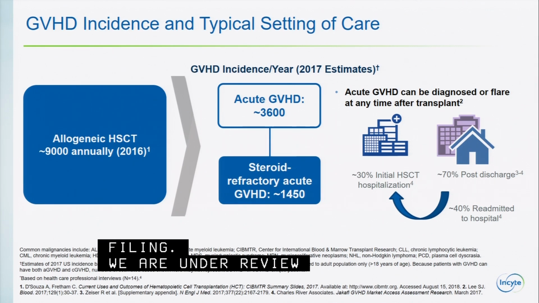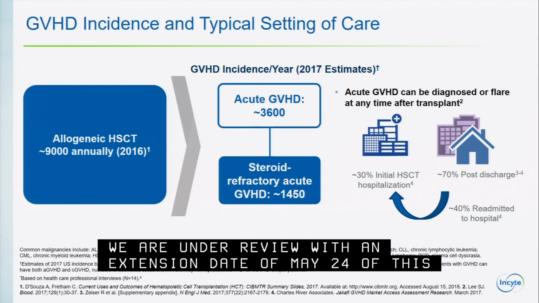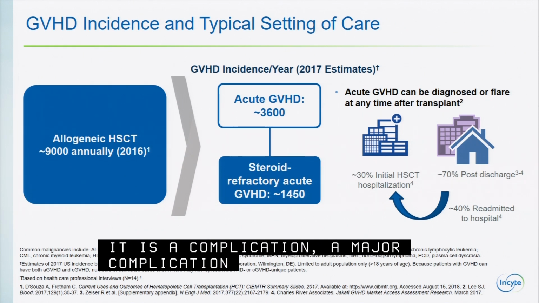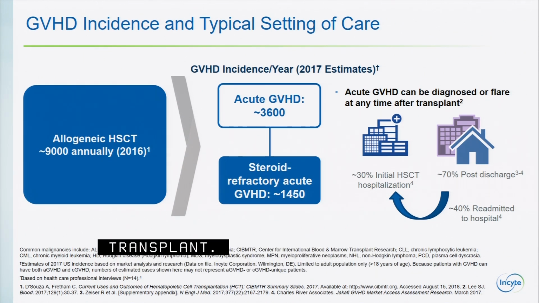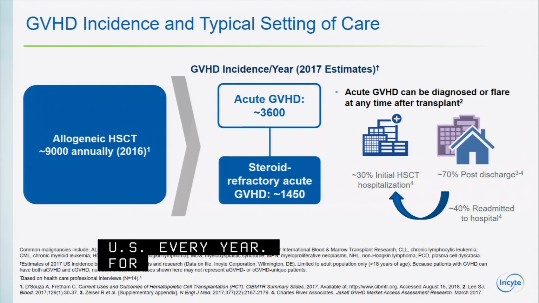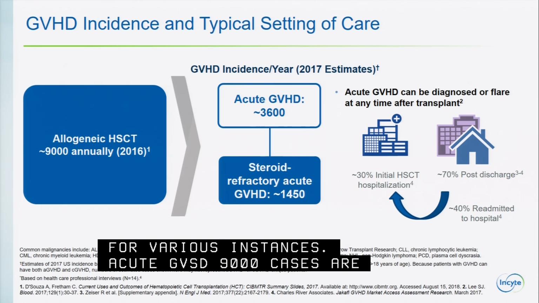So a little bit about graft-versus-host disease. It's a complication, or one of the major complications of allogeneic stem cell transplant. And about 9,000 of these transplants are conducted in the U.S. every year for various hematologic malignancies. Acute GVHD, approximately 3,600 of those 9,000 cases is observed, and of those, about 1,500 or so patients are deemed to be steroid refractory or the inadequately responding patients.